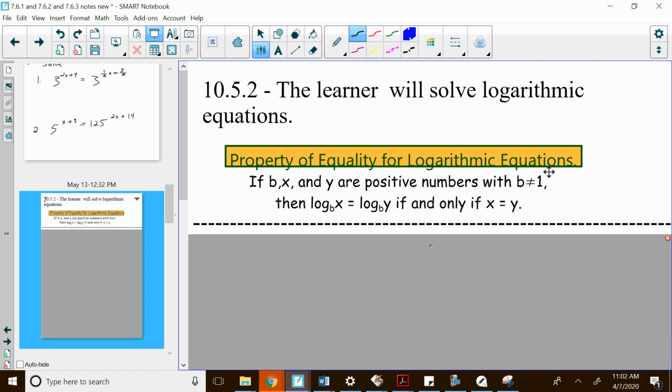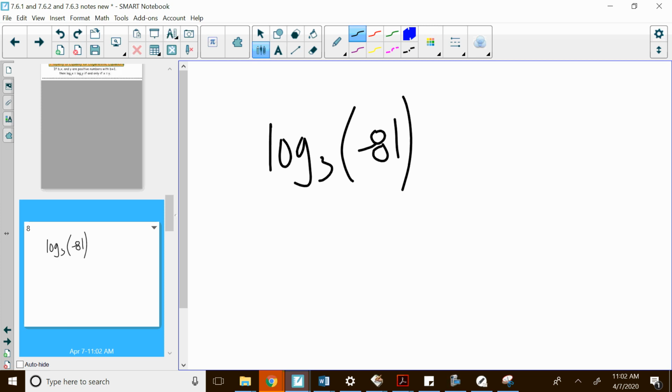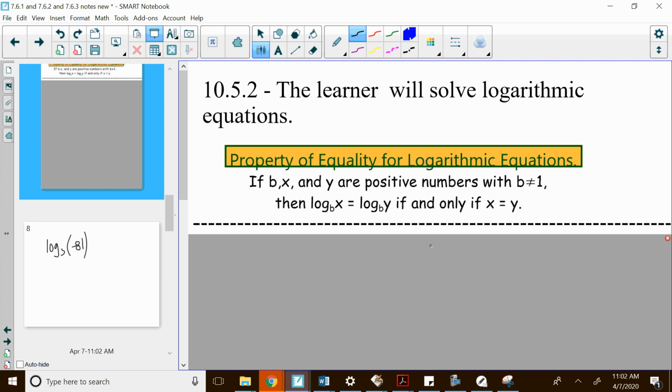Now there's some non-negotiables here. b, x, and y have to be positive. Remember, there's nothing negative. There was an example on your learning check, the log base 3 of negative 81. What was the answer there? The answer was none of these. This is not possible. So b, x, and y have to be positive. Our base can't be 1. So what that means is that on occasion we're going to have some extraneous solutions, and I'll show you how that looks.